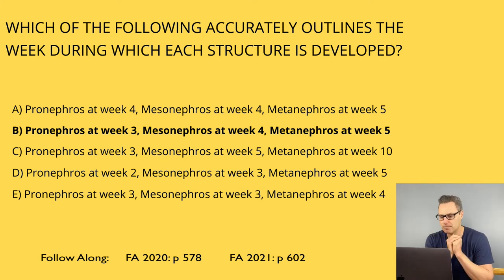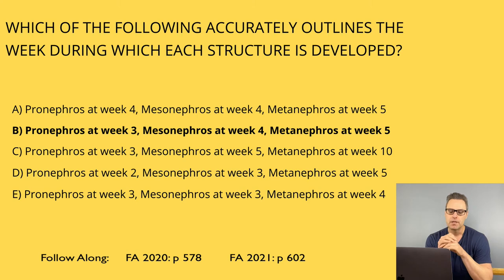The metanephric mesoderm, on the other hand, is responsible for the formation of the structures of the glomerulus all the way through to the DCT. So this would mean things like the glomerulus and its capillaries, the Bowman capsule, the PCT, the loop of Henle, and of course, the DCT.